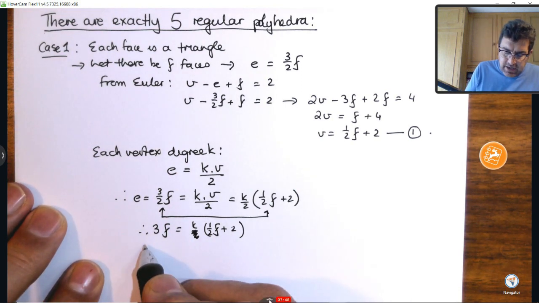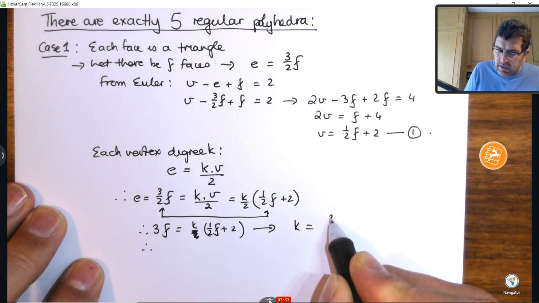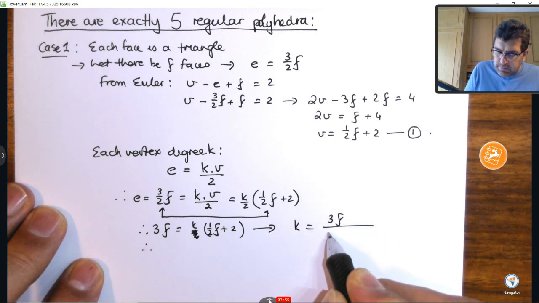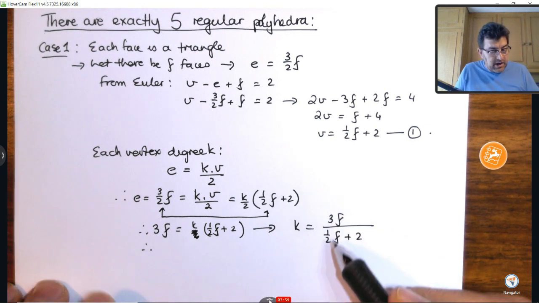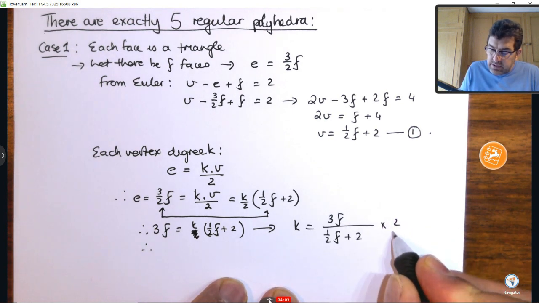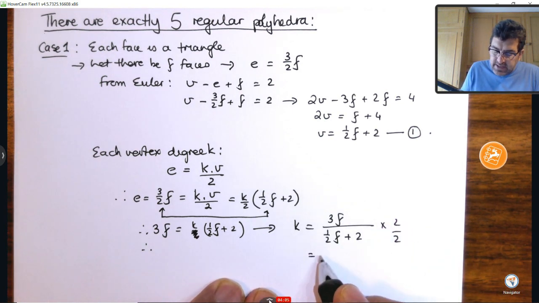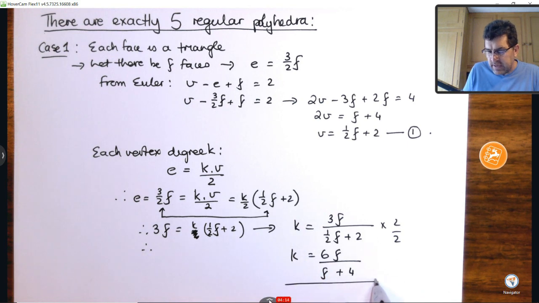Okay, I get K by itself. So let me do it on the side here. K will be 3F divided by a half of F plus 2. I have an ugly complex fraction there, so I'm going to double the top and double the bottom to get rid of that. So I get 6F over F plus 4 for the value of K.